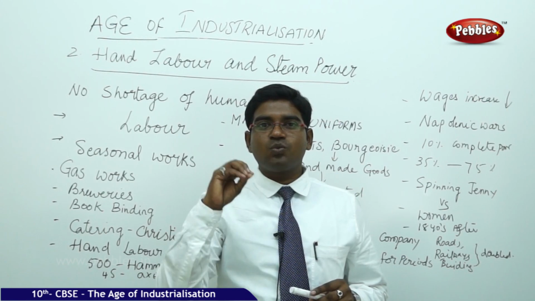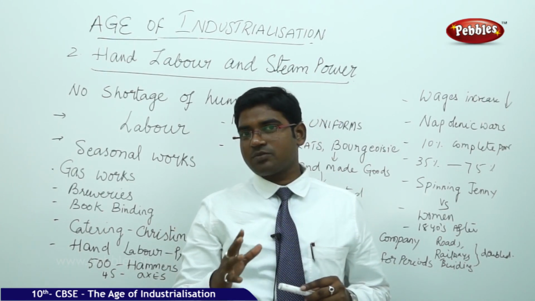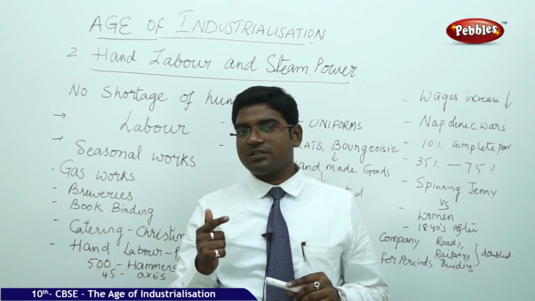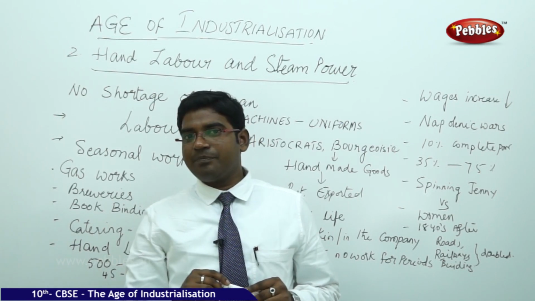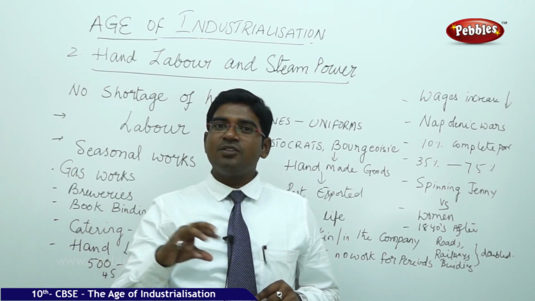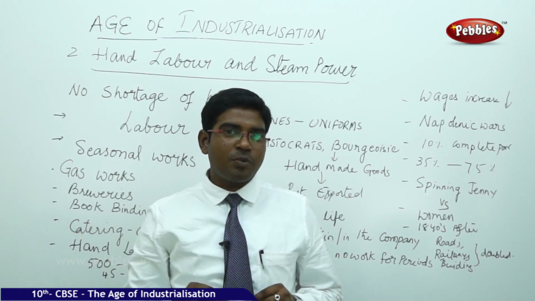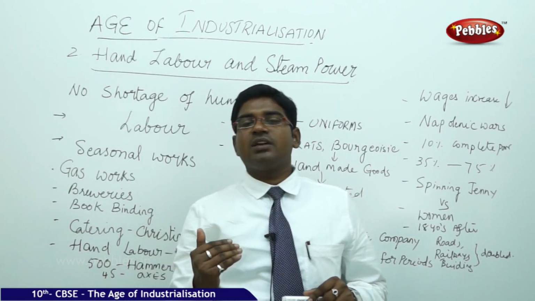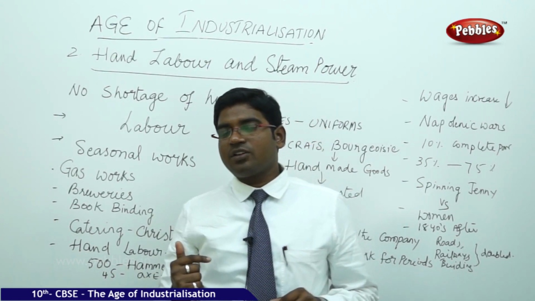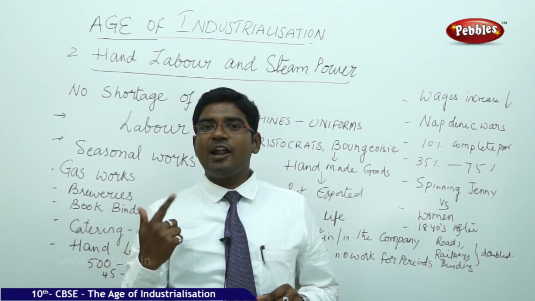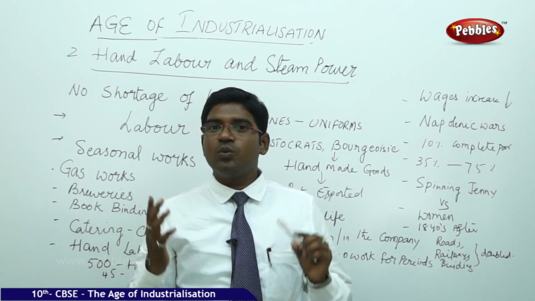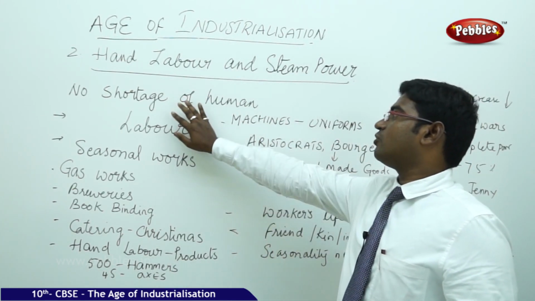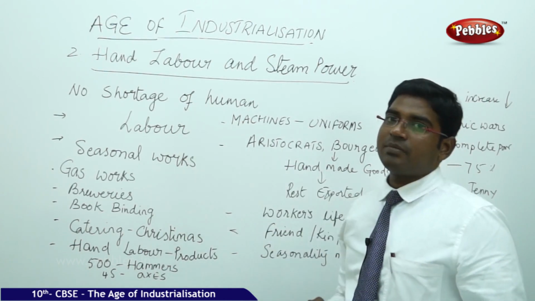Now the industrialists, the factory owners, decided not to go for upgrading of the machinery, but to hire people according to their requirements and get the work done at the lowest possible cost. Because if you want to buy machinery, you need to invest lakhs of rupees. Instead of that, you can hire people seasonally and get a lot of work done with very little investment. So with this ideology, they went ahead and there was no shortage of human labor for them.